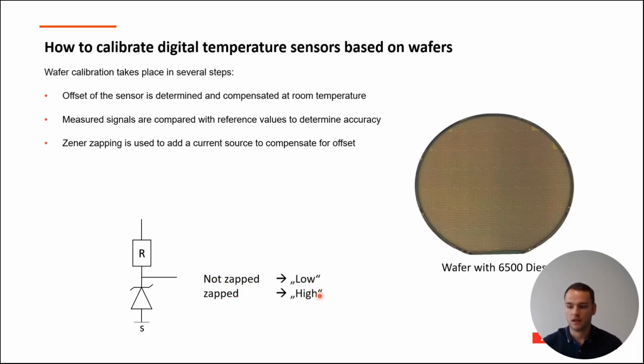This means that there are 2 to the power of 8 possibilities, which equals 256 calibration options. It's 2 to the power of 8 because we have 8 Zener diodes, and each of the Zener diodes could have the output low or high. So that's 2 to the power of 8, which equals 256 calibration options.